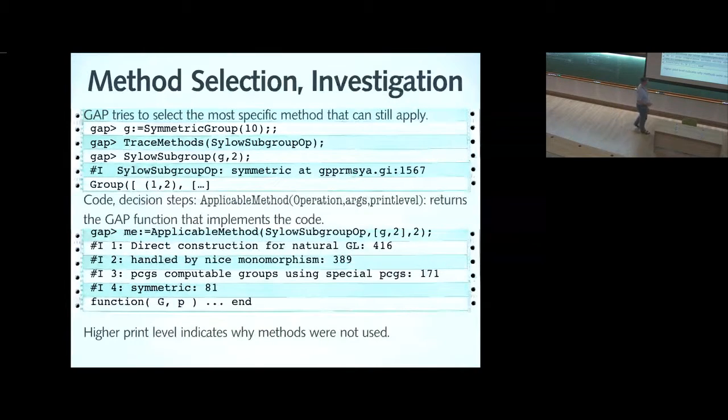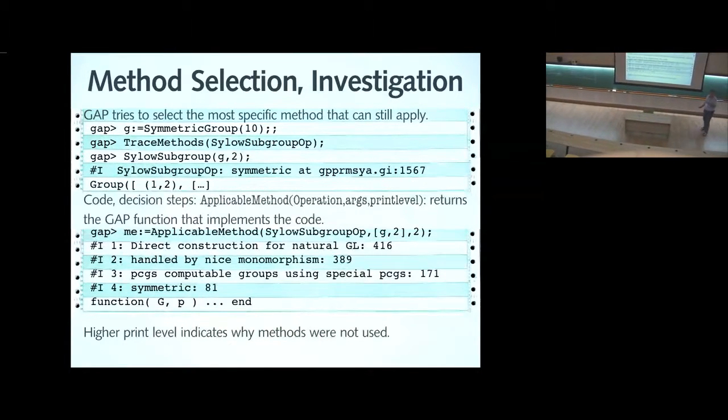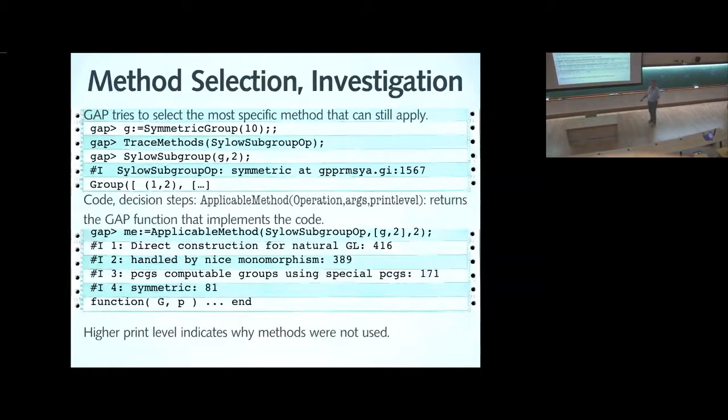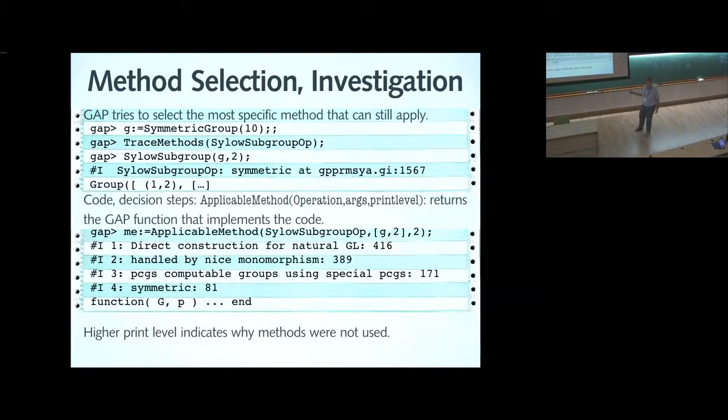If I set the print level even higher than 2, if I set it to 1, it doesn't tell me the methods it skipped. If I set the print level higher, it starts telling me why these methods were skipped, what conditions these methods required and were not satisfied by my arguments. And these can be conditions. In this case, these are basically just conditions on the first argument, on the group. But it could be conditions on all the arguments. So if for some reason you would define something like pseudo subgroups for negative integers, you could install a method which would allow you to calculate these however they are defined.